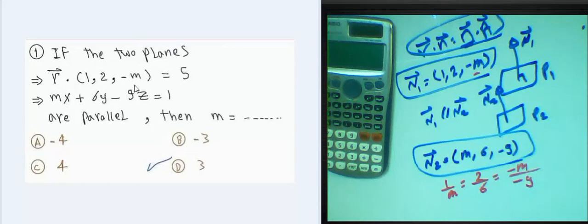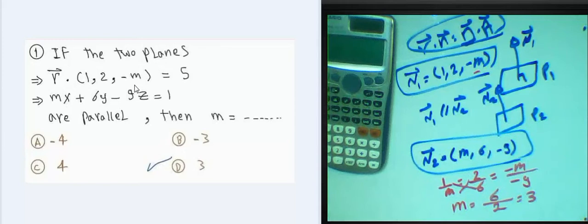Okay, then you can write m equals 1 times 6 over 2. The result will be equal to 3. And you can write the result here by m times m and negative 9 times 1. Negative times negative equals positive. Then m power 2 equals 9, then m equals 3, because they are parallel. Choose letter D for this example.